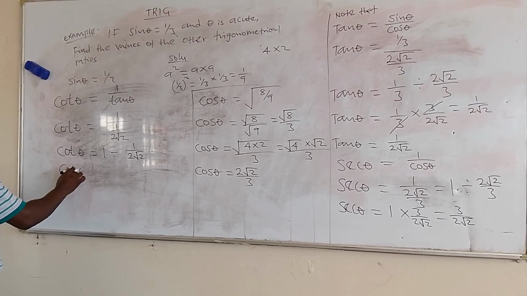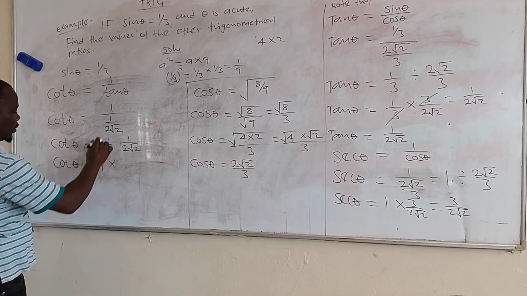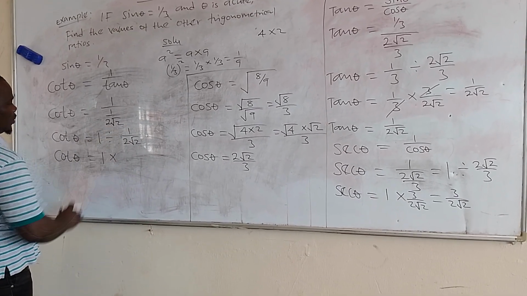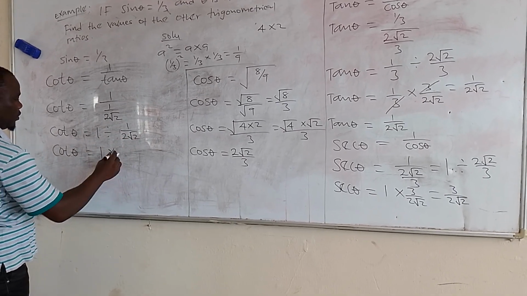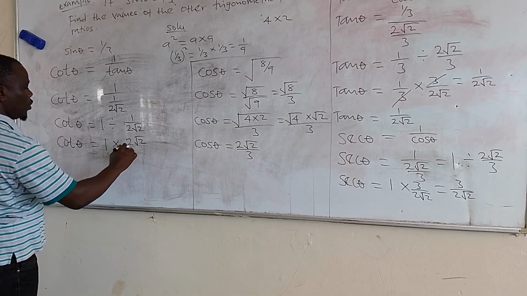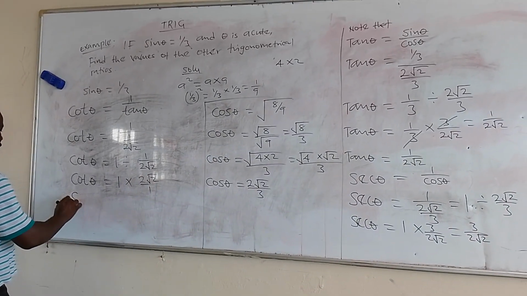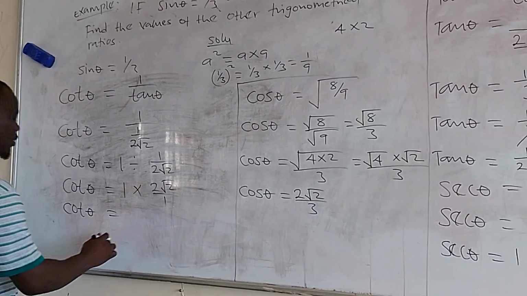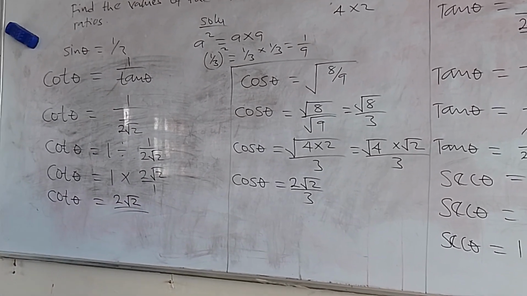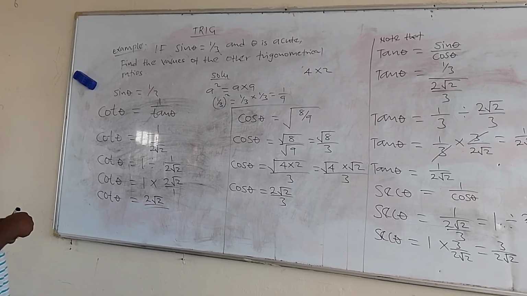So cot theta is equal to 1 times, we convert this to multiplication. It means the denominator will now be the numerator, and the numerator will now be the denominator. So 2 root 2 will come up, 2 root 2 all over 1. So if you multiply, our cot theta is going to give us 2 root 2. This is the answer.